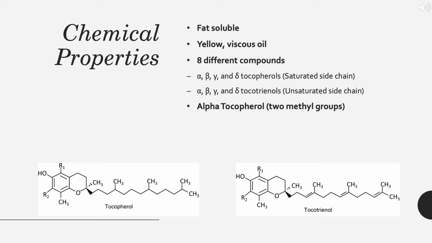And the difference between all of those are the R groups on that first ring there on the left. And alpha tocopherol is the most abundant form of vitamin E in your body. And that just has 2 methyl groups on those 2 R groups.